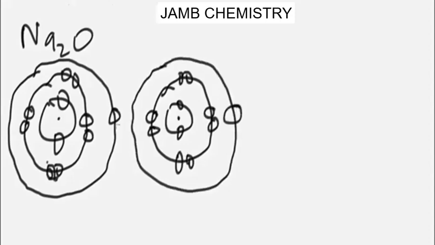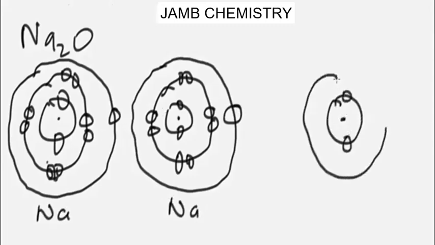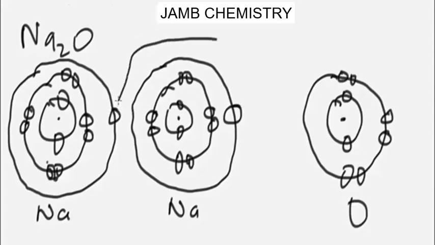Remember, this is our sodium atom, whereas this will be our oxygen atom. Oxygen has atomic number 8. Now what will happen here is that these sodium atoms will transfer this electron to this oxygen atom. This one will transfer its own here as well. So when they transfer, the oxygen will gain 2 electrons and attain stability.